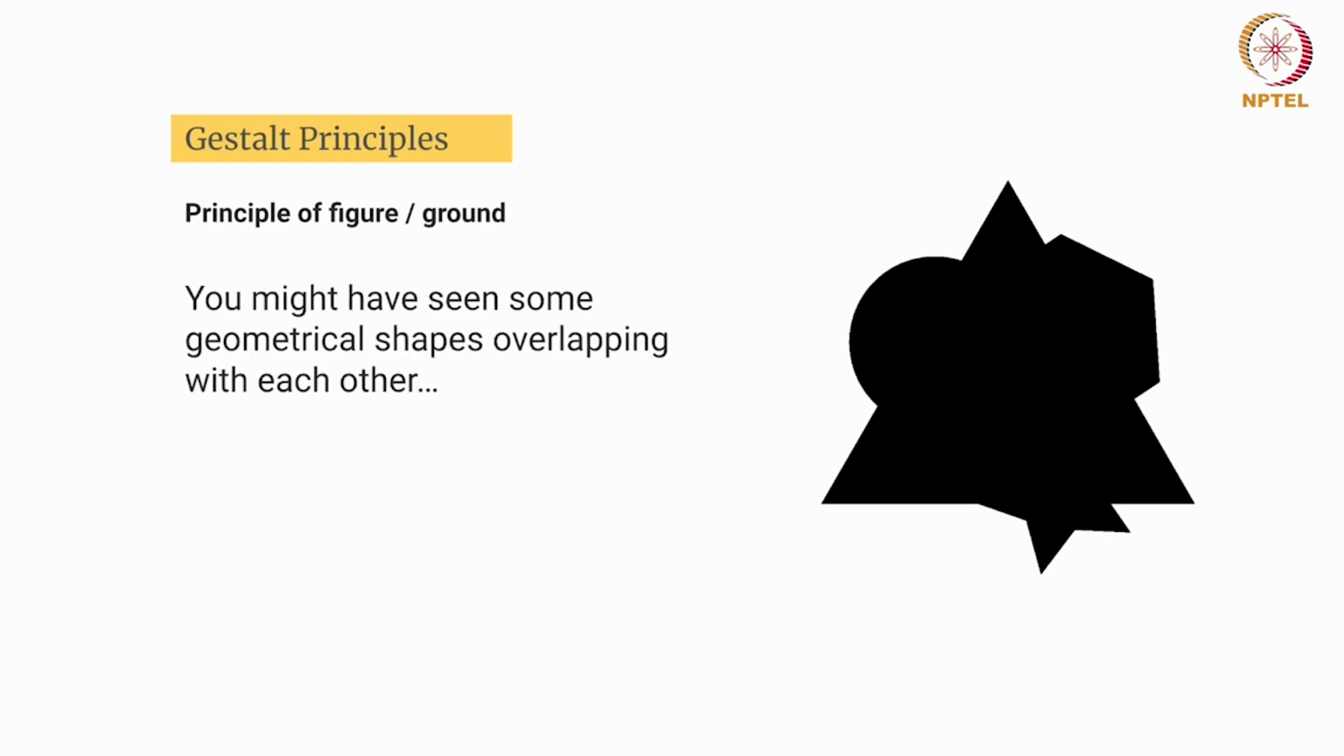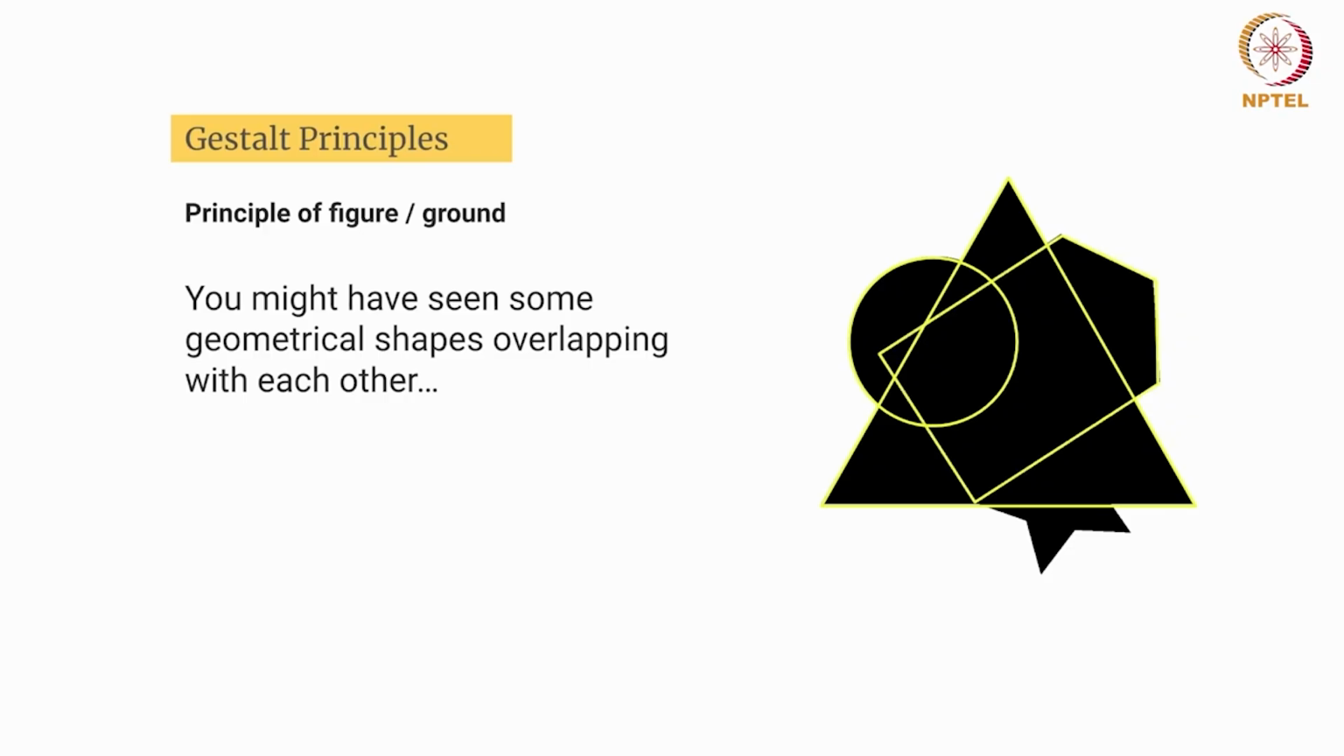So you might have seen some geometrical shapes overlapping with each other when you see this image. And by now your brain has already processed what the geometrical shapes associated with this image are. So let's identify that one by one. If you're thinking about a circle, yes, the circle was there. Then a triangle, and a pentagon, which is irregular in shape, and a star.